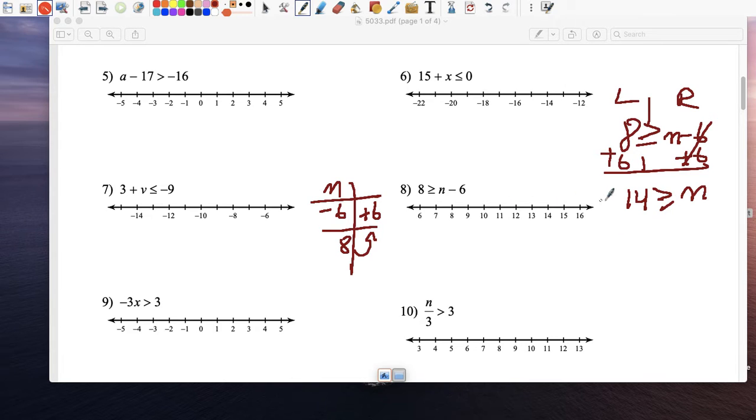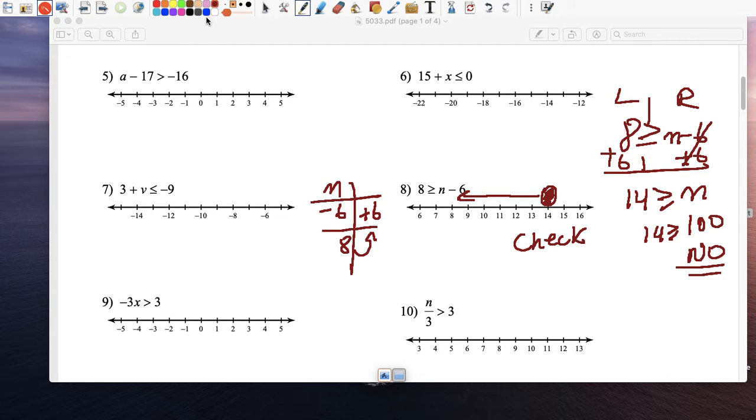So 14 is here. Do we shade? Yes, we do. 14 is greater than which numbers? On this side or on this side? So pick 100 just for you to try. Is 14 greater than 100? No. So do we want numbers on the right side? No. We want numbers on this side. Check.